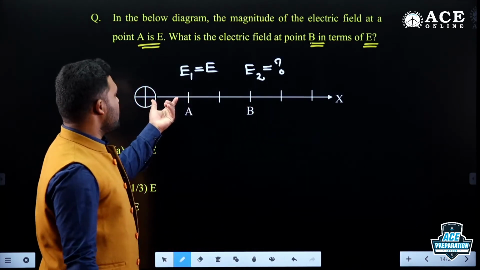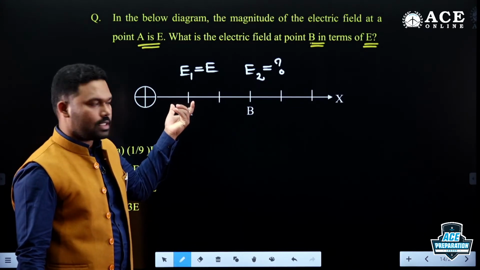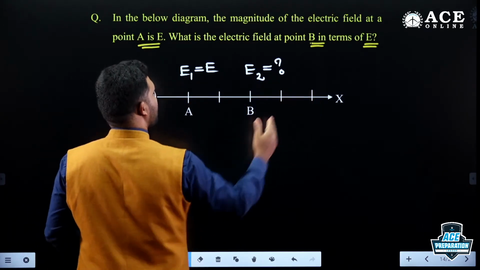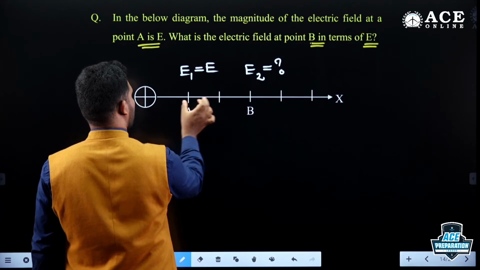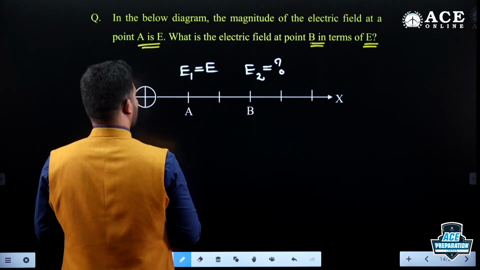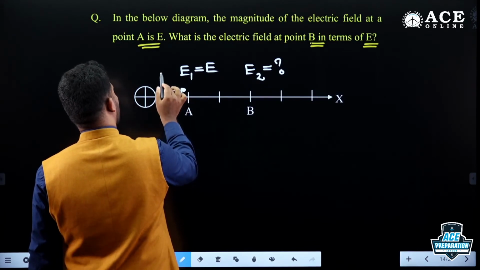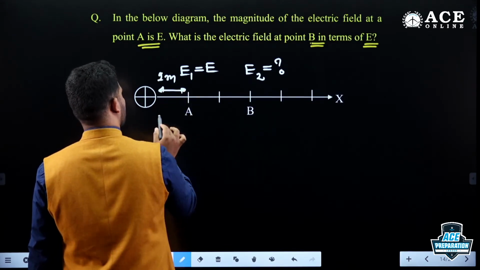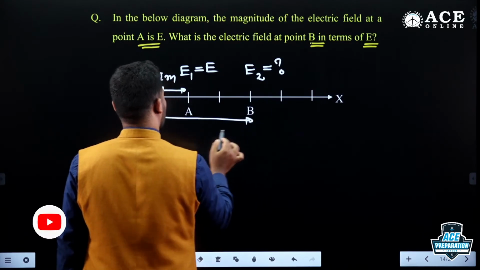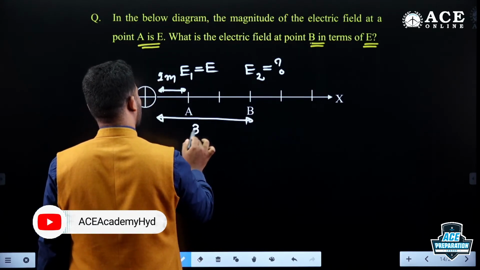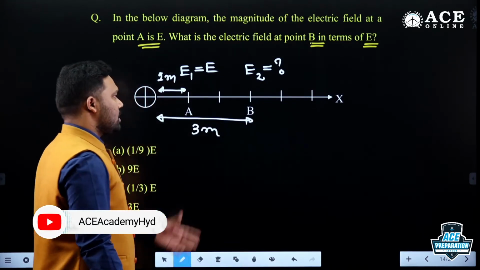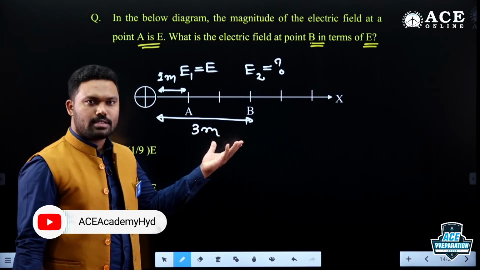The distance from here to here, let us say 1 meter. This is 1 unit. He has provided the scaling here: first unit, 2 units, 3 units. So for our convenience, I will take this as 1 meter, and from here to here I will take it as 3 meters, because he has not said anything regarding the distance.